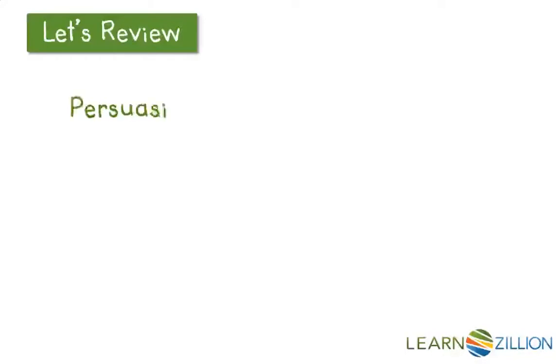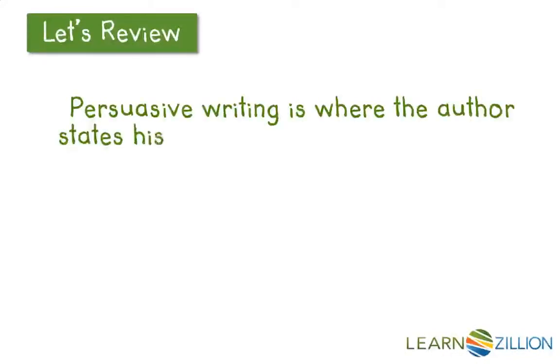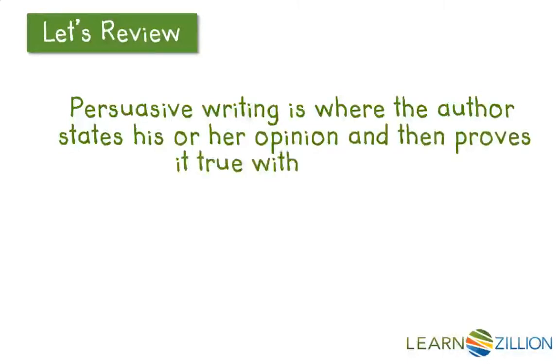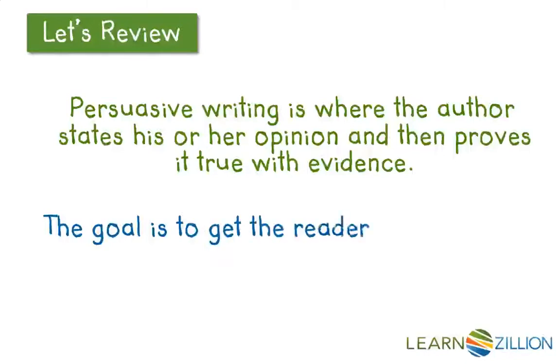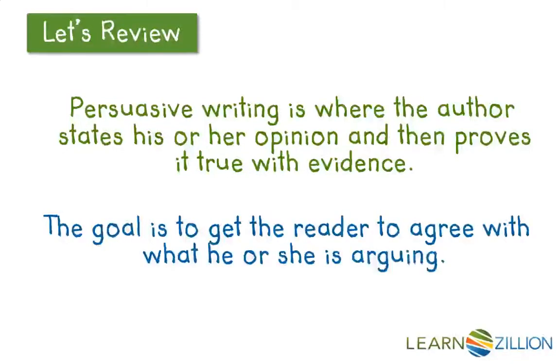Let's review a moment. Persuasive writing is a type of writing where the author states his or her opinion about a topic and then proves that opinion true using evidence. The ultimate goal of persuasive writing is to get the reader to agree with whatever it is the author is arguing. So for instance, if the author is arguing that doing 1 hour of homework a night teaches middle schoolers responsibility, then by the time the reader is done reading that essay, she should also believe that doing 1 hour of homework a night teaches middle schoolers responsibility.